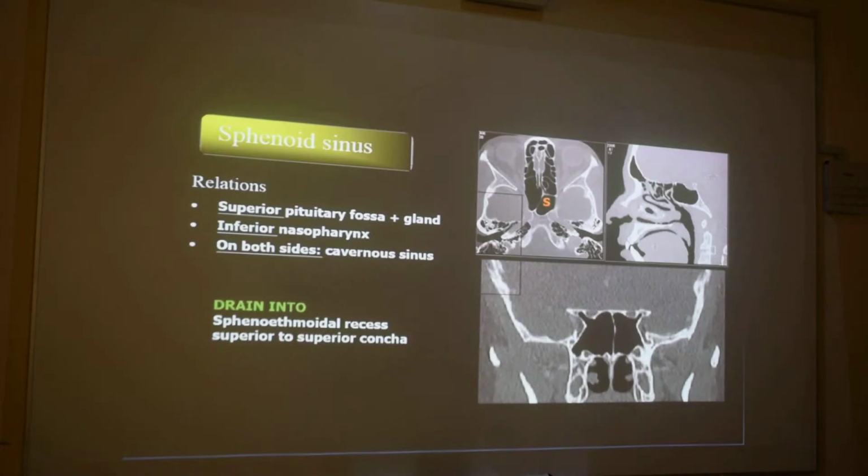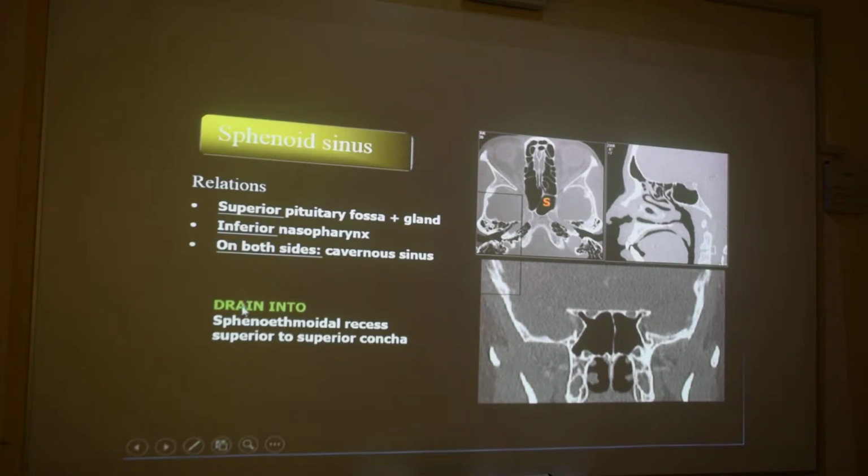The CSF goes through the cribriform plate. Just above the ethmoid air cells, there is a bone which separates the ethmoid cells from the brain tissue. So it's a deficient cribriform plate.